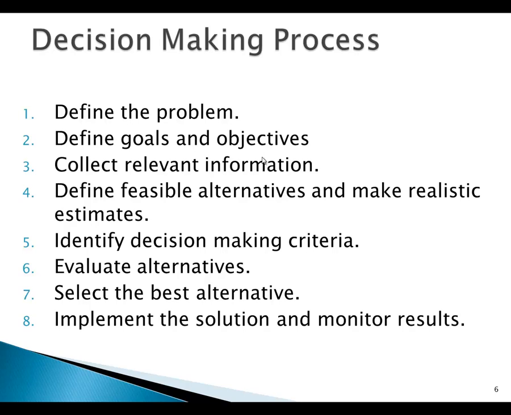The same applies when dealing with professional organization decision making, which is first define the problem, then define the goals and objectives for that problem. What do you need to accomplish? What do you need to do? You collect relevant information. You define feasible alternatives and make realistic estimates. Then you identify decision-making criteria. You evaluate the alternatives, select the best alternative, then implement the solution and monitor the results.